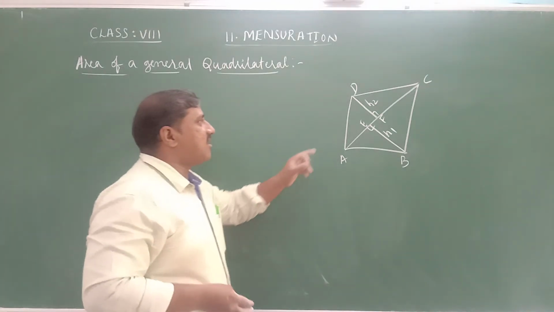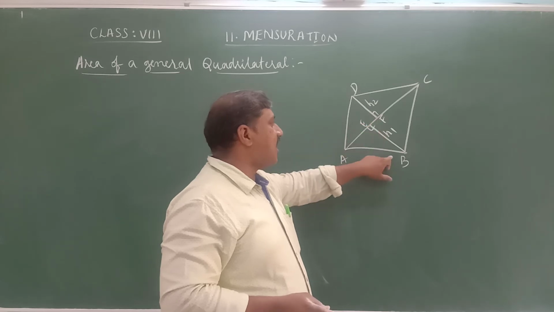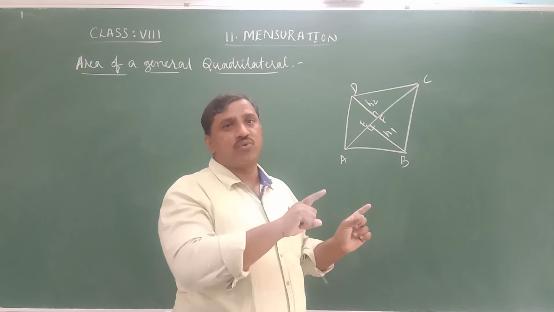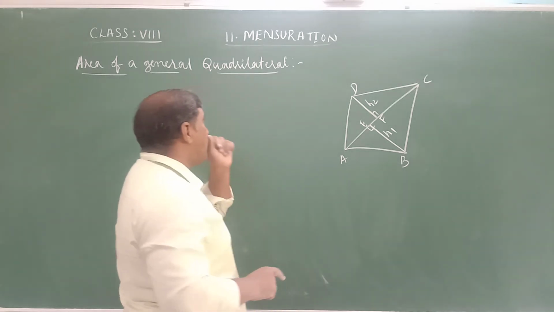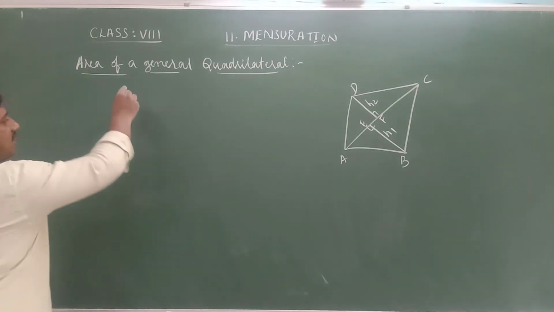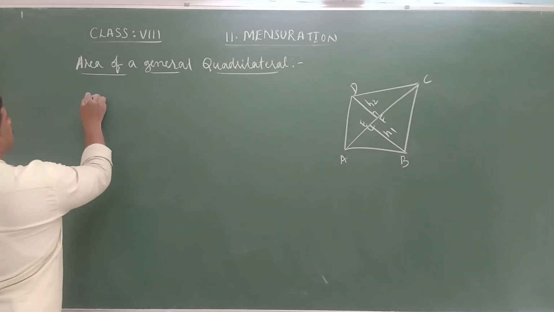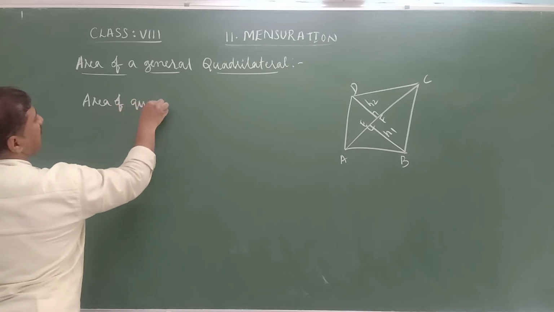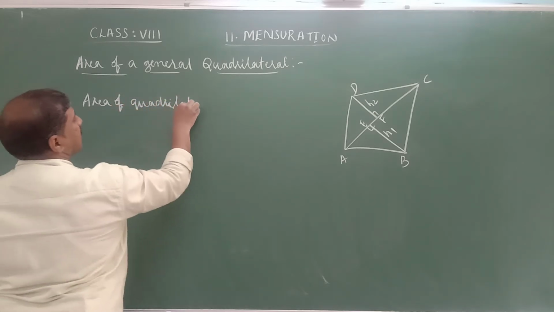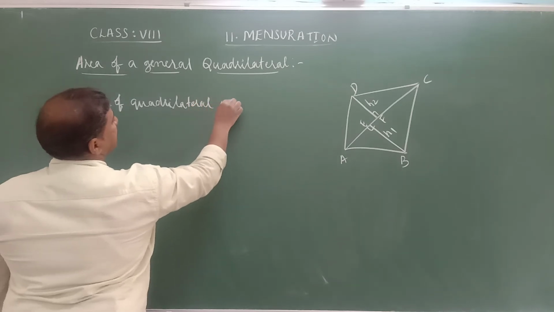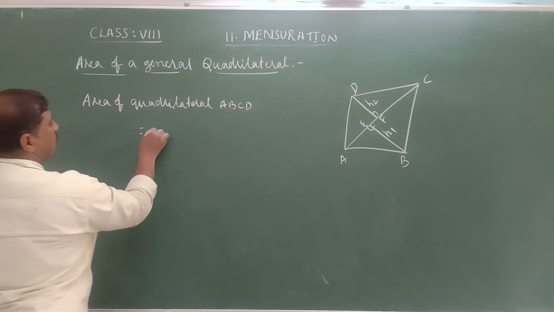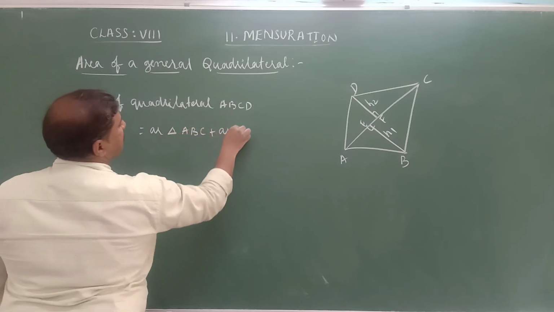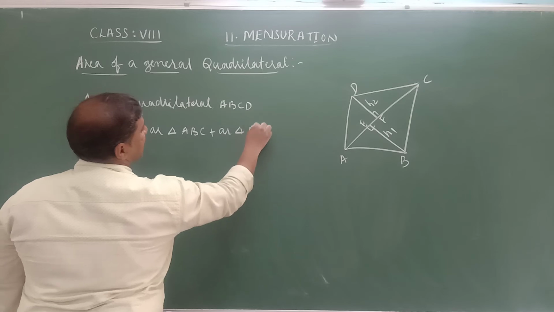And after that, draw two perpendiculars, DF and BE, the two altitudes from two different vertices. Then we can find the area of the quadrilateral. So here, area of quadrilateral ABCD is equal to area of triangle ABC plus area of triangle ADC.